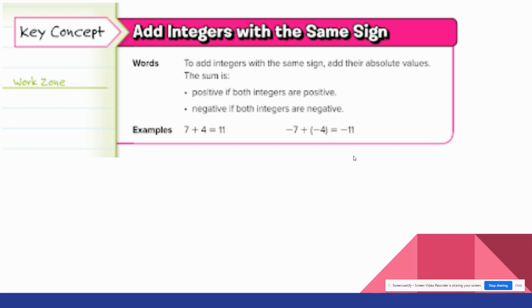I find that too complicated. So I'm going to tell you, if you know 7 plus 4 is 11, then you know -7 plus -4 has to be -11. It's easier in my mind that way.